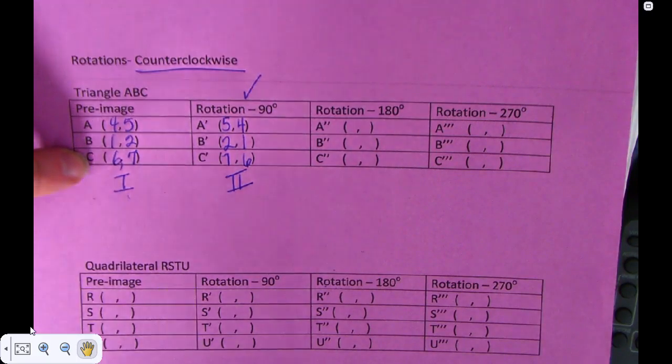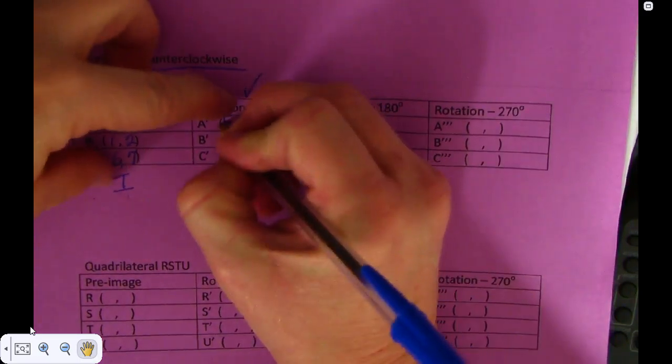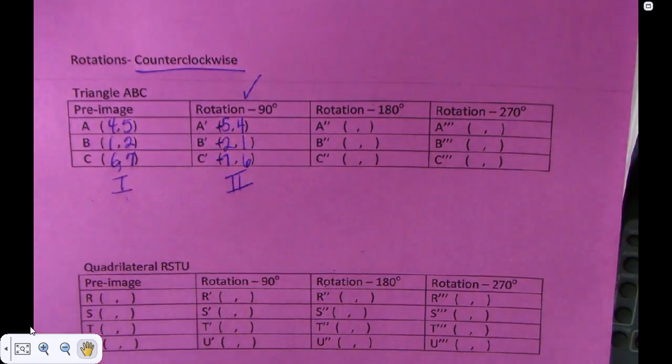But since I'm in quadrant 2, the signs are going to be, X is going to be negative. Good. So just kind of come out there. So all the X's are going to be negative because we're in quadrant 2. You have to go negative, then positive.